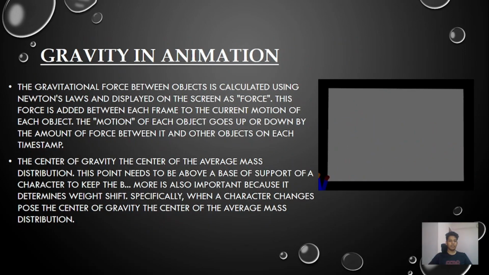Gravity in animation. Gravitational force between objects is calculated using Newton's law and displayed on the screen as force. This force is added between each frame to the current motion of each object. The motion of each object goes up or down by the amount of force between it and the other objects at each timestamp. The center of gravity is the center of the average mass distribution.